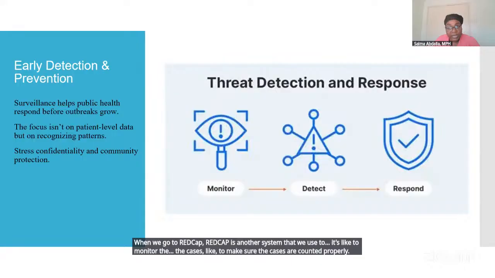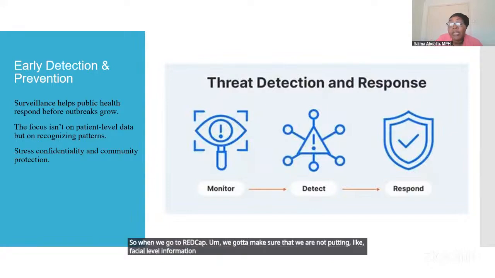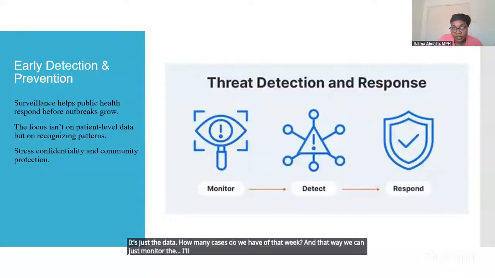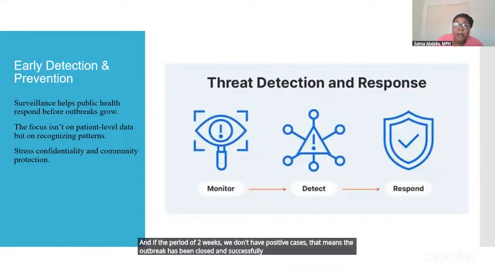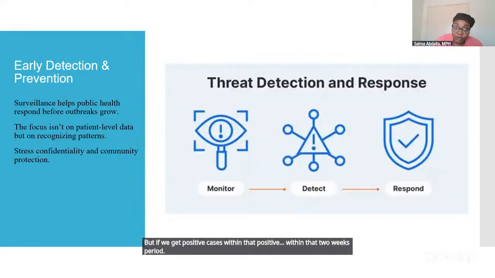So when we go to REDCap, we have to make sure that we are not putting in patient-level information. We're just putting how many positive cases we got that week. We're not putting the names and dates of birth. It's just the data: how many cases do we have that week? That way we can monitor the outbreak for a period of 2 weeks. And if in the period of 2 weeks we don't have positive cases, that means the outbreak has been closed successfully. But if we get positive cases within that 2-week period, then unfortunately the outbreak will continue.